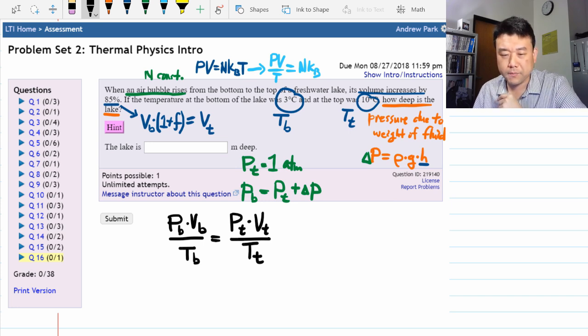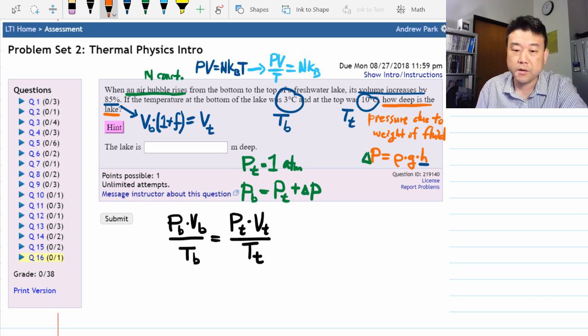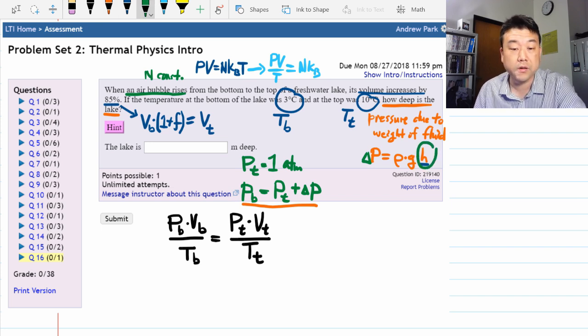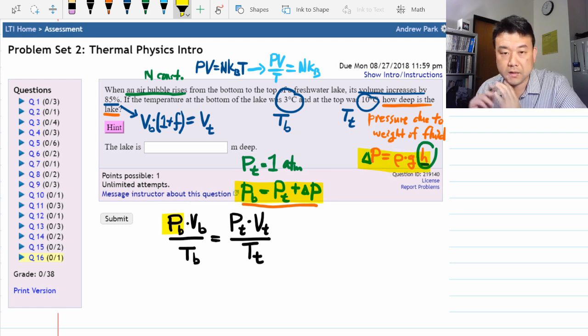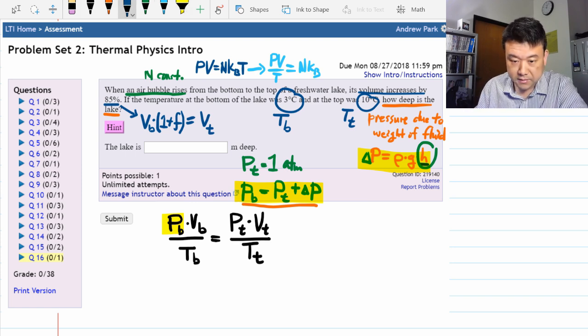So what I need to worry about is I'm not given pressure at the bottom of the lake, and it's not really the quantity I'm looking for. The quantity I am looking for is the height or the depth of the lake. So I think I better plug this into the equation and plug in what delta P is into the equation. And I think that'll give me something where I can solve it for H. So let me do that, plugging in things.